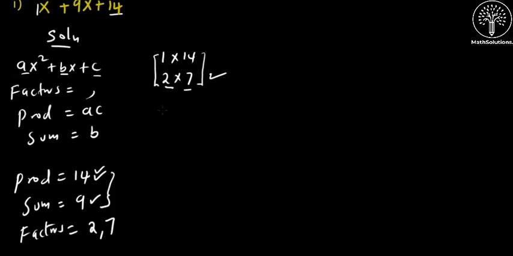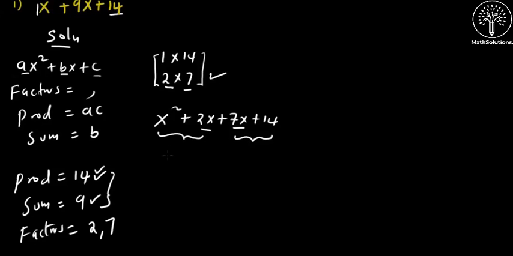We therefore rewrite the expression x squared plus 9x plus 14 as x squared plus 2x plus 7x plus 14, where 2x and 7x have taken up the place of 9x. Remember, 2x plus 7x gives us 9x. We therefore group the terms and factorize.